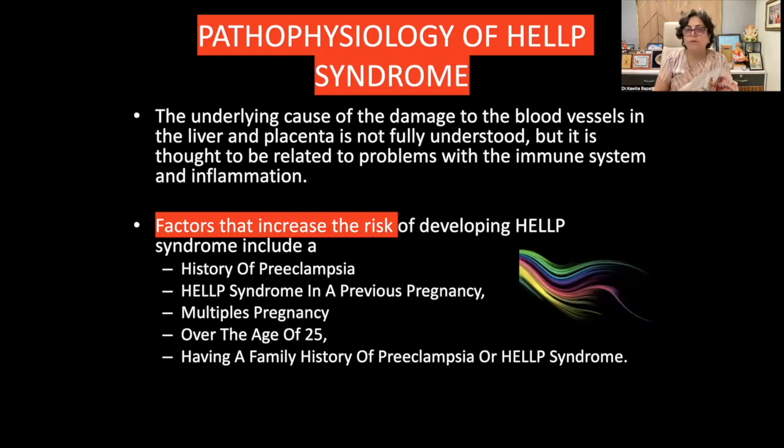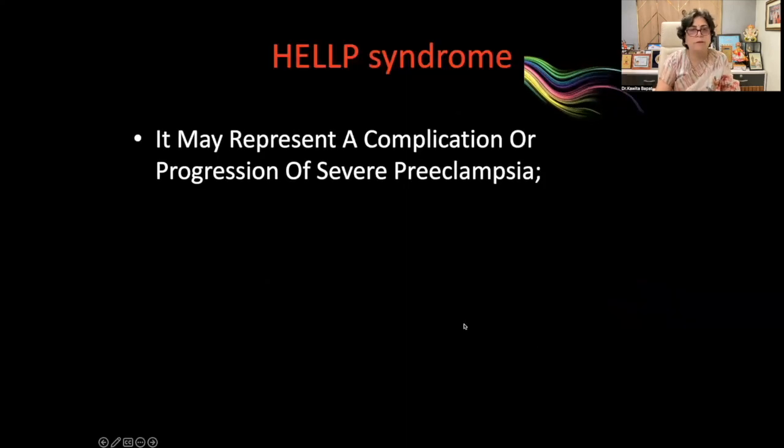Now, in the pathophysiology of HELLP syndrome, the underlying cause of the damage to blood vessels in the liver and the placenta is not fully understood, but it is thought to be related to problems of the immune system and, second, inflammation. Now, the factors that increase the risk of developing HELLP include, first, a history of preeclampsia, HELLP syndrome in a previous pregnancy, a multiple pregnancy, pregnancy over the age of 25, and a family history of preeclampsia or HELLP syndrome.